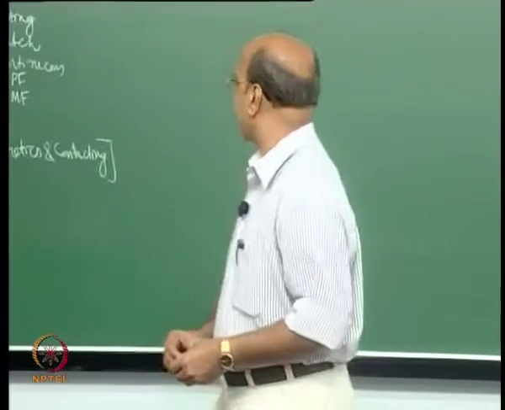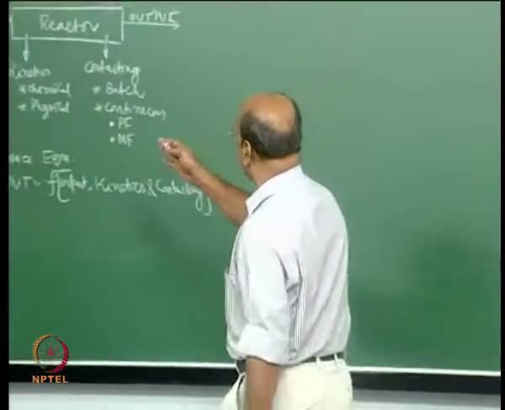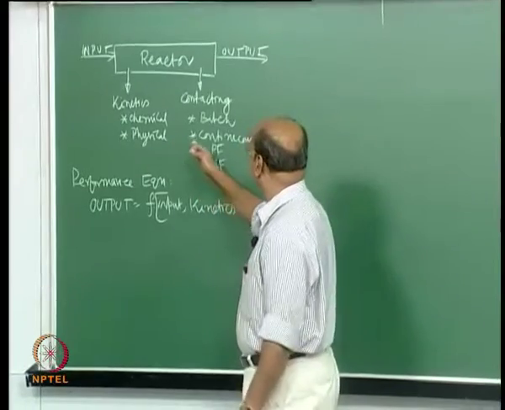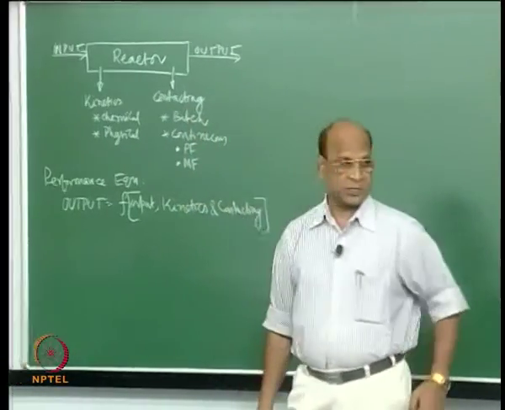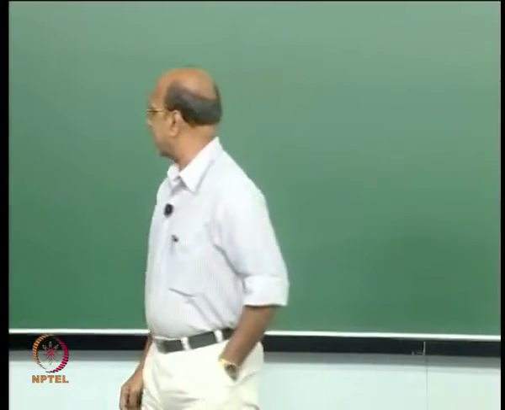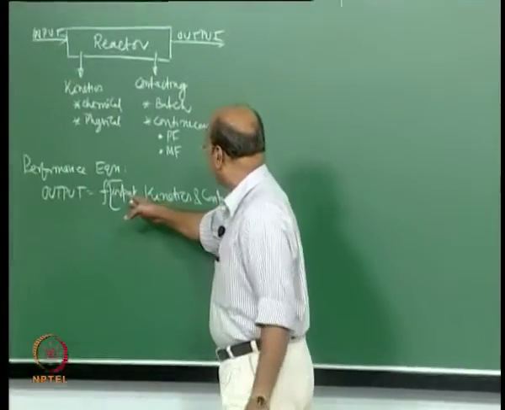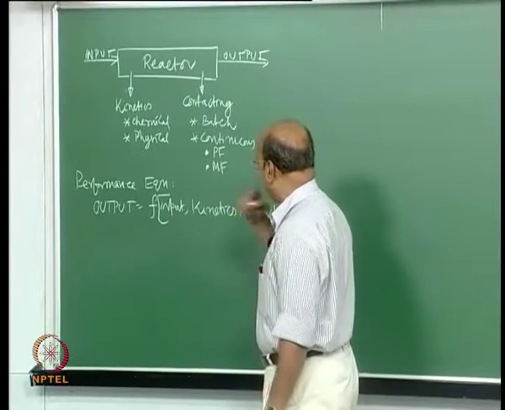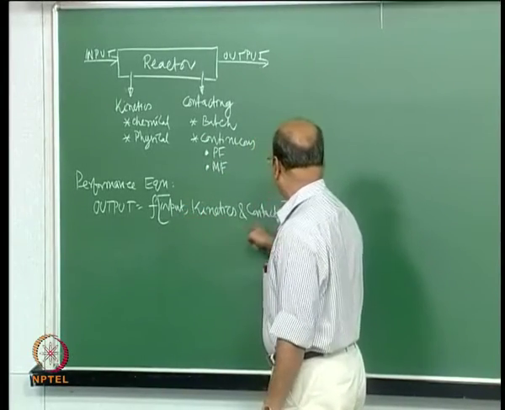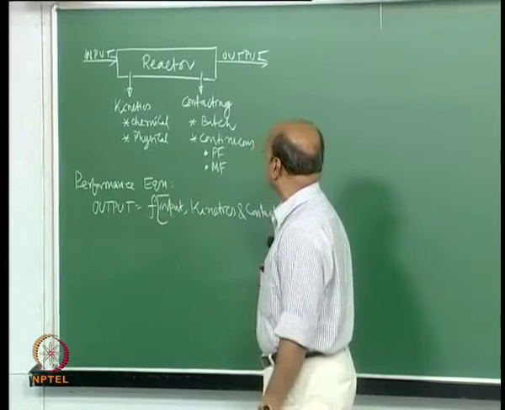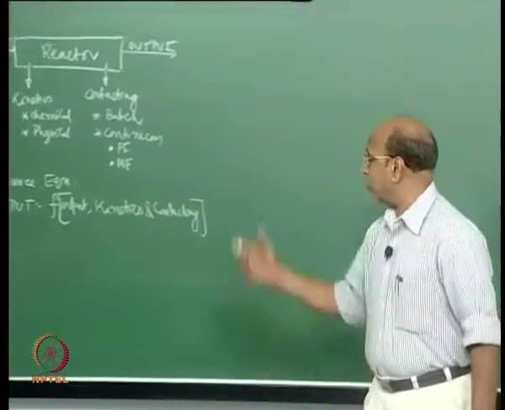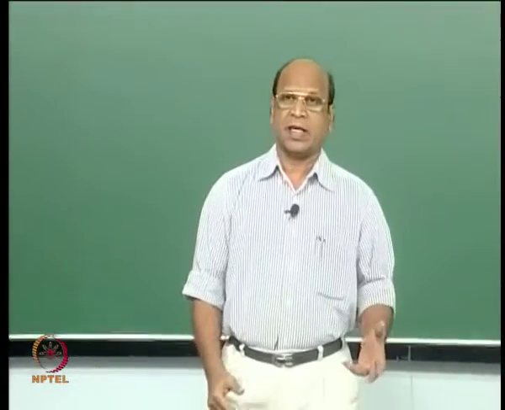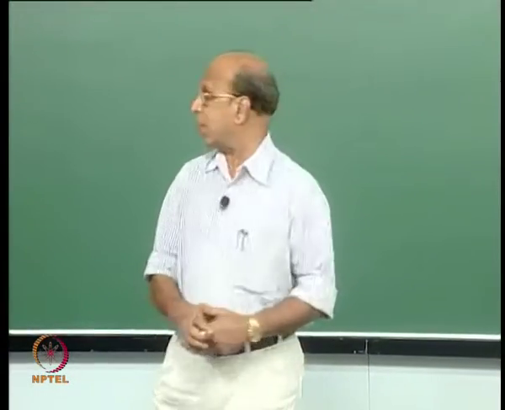You know, yesterday we discussed kinetics, one example, and of course contacting we have already discussed earlier. But this is the performance equation, where using this information we have to have input, kinetics and contacting, to predict what is the output from the reactor. Normally the output from the reactor is the volume of the reactor if conversion is known, or if you know volume, finding out conversion.